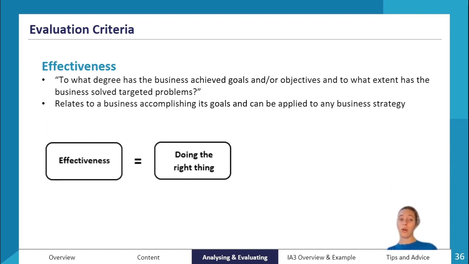Effectiveness. So this is all about doing the right thing. To what degree has the business achieved goals or objectives, and to what extent has the business solved targeted problems? Now, this can really be applied to any business strategy. It's one of those ones that is really versatile like that. And it is all about those goals and reaching those goals.